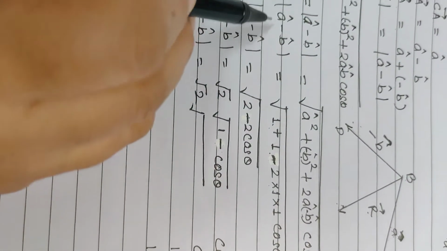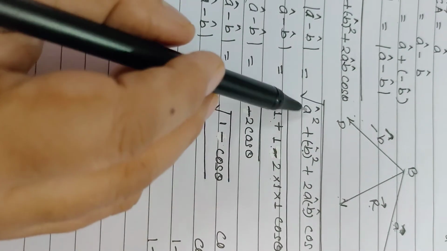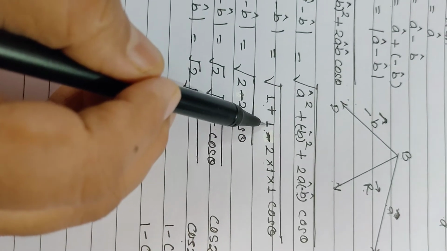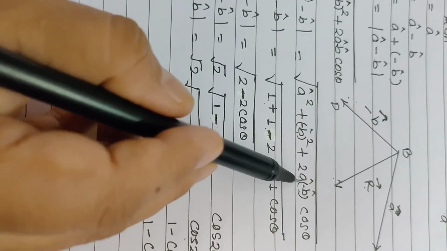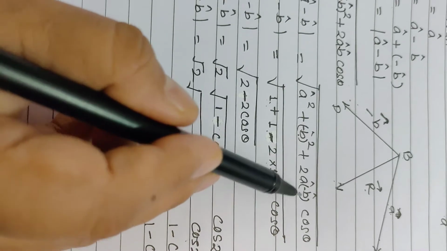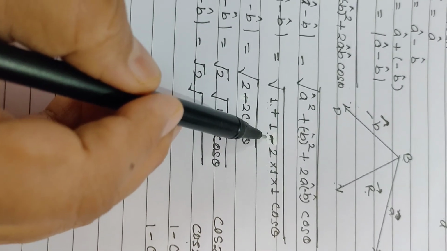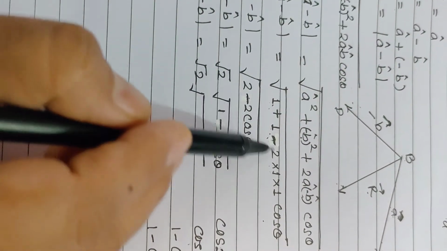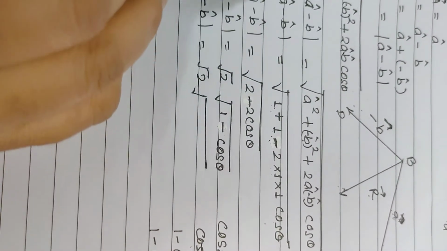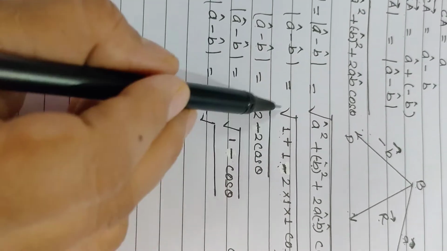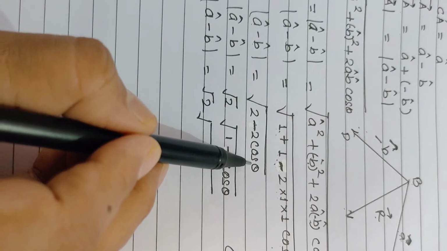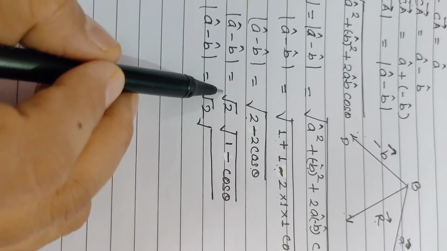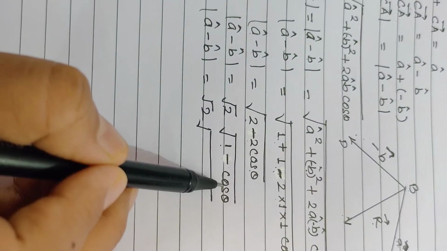So here we will calculate it. a cap, that means unit vector, is 1, minus b cap square is also 1, and in place of a cap 1 and b cap 1 it should be minus 1, so I have put the minus sign here, cos theta. So 1 plus 1 is 2 and minus 2 cos theta. So magnitude of a cap minus b cap equals root of 2 minus 2 cos theta. Now if we take 2 common, it is root 2 times 1 minus cos theta.